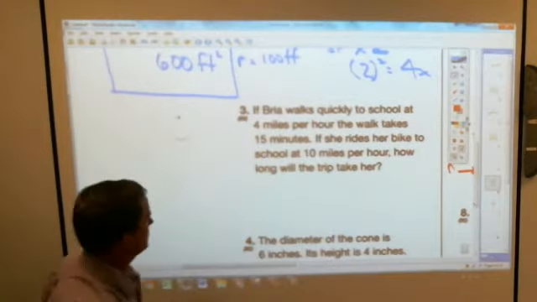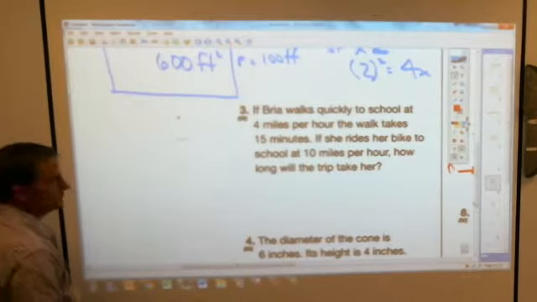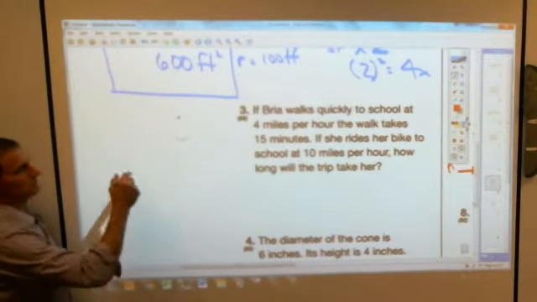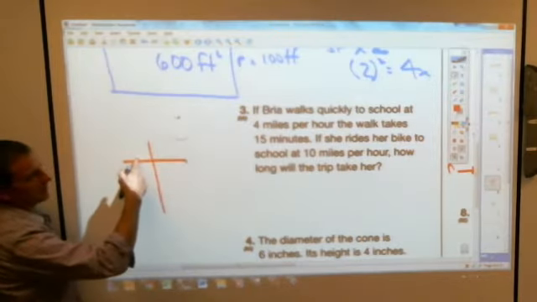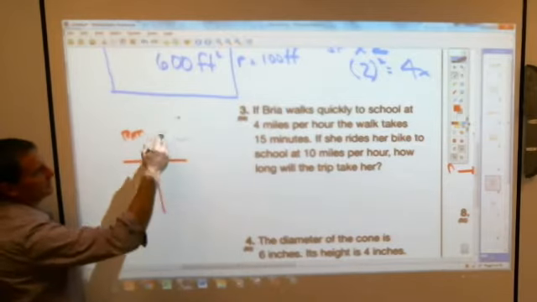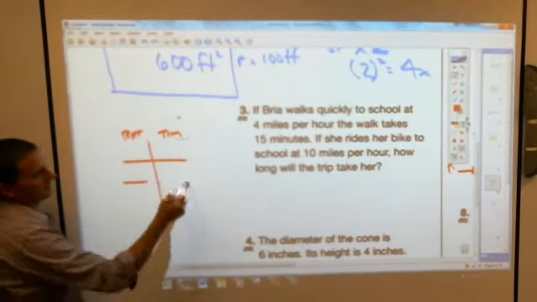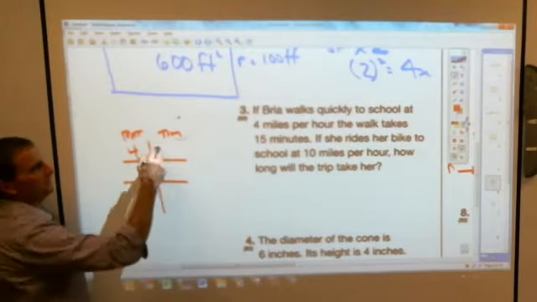3 miles, 4 miles an hour, takes 15 minutes. You ride the bike, scooter, 10 miles an hour. How long will it take to take the trip? I am going to guess that this is inverse variation, which would mean you would do this. Let's say this is rate, and this is time. At 4 miles an hour, that's her rate, it takes her 15 minutes.